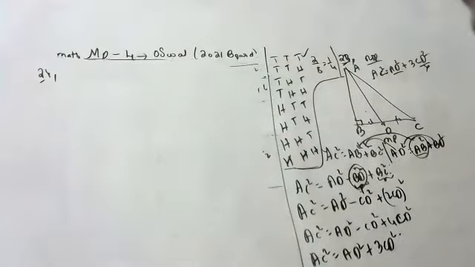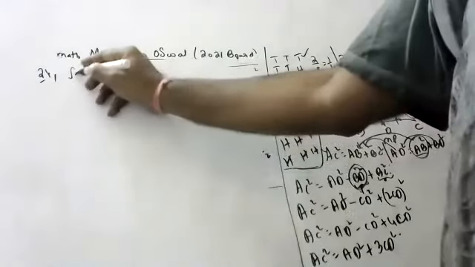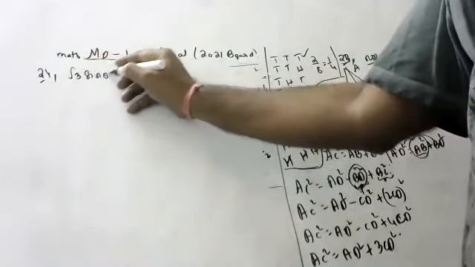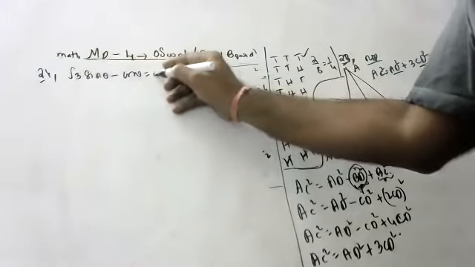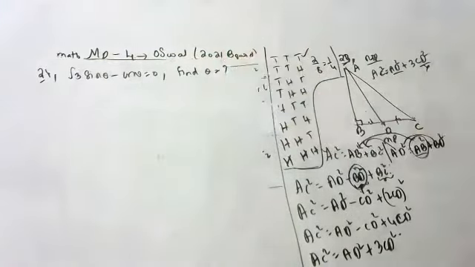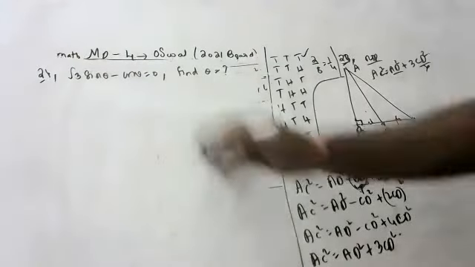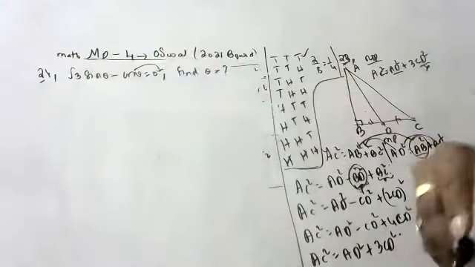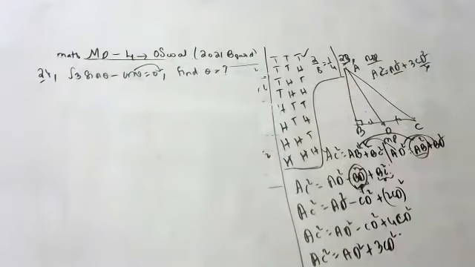Next. Root 3 sin theta minus cos theta is equal to 0. Find theta. This is the question. Grishmita is there. Who will tell this sum, children?